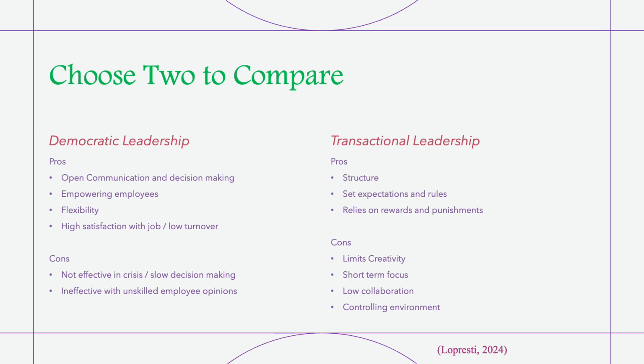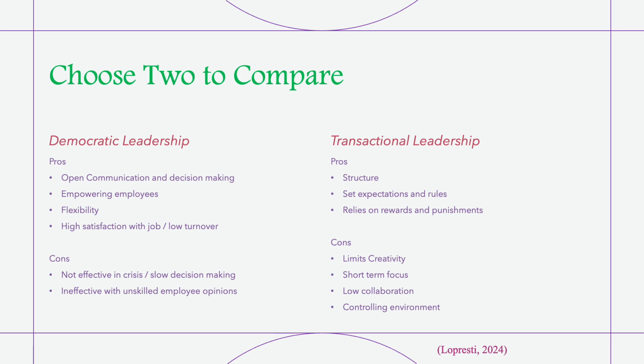It creates employees that are highly satisfied with their jobs, creating less turnover and burnout. There's always downfalls, so drawbacks to democratic leadership could be that it's not as effective in a crisis because you have to verify that employees have had their decision-making process, and it may be time-consuming. It could also be ineffective because if you have unskilled employees helping make decisions, it may not be the correct decision if they don't know all of the details or the background of what they need to.